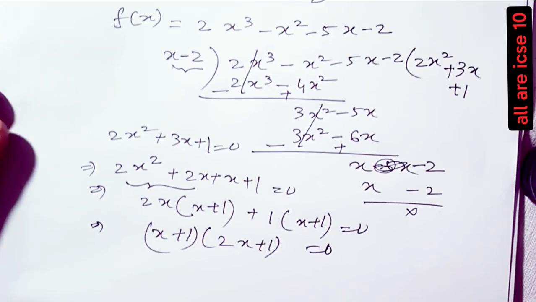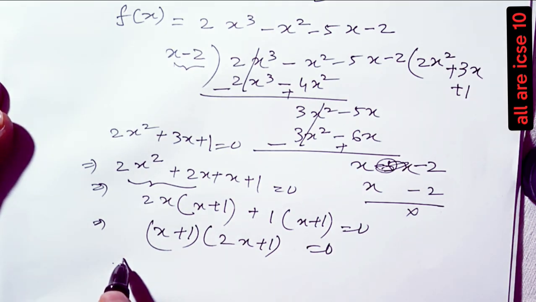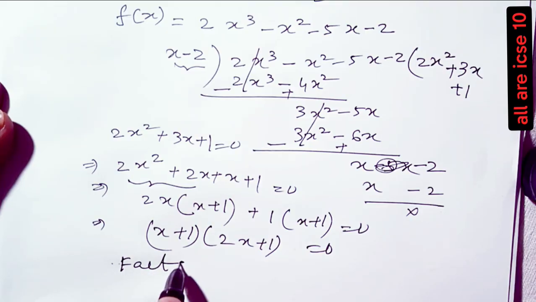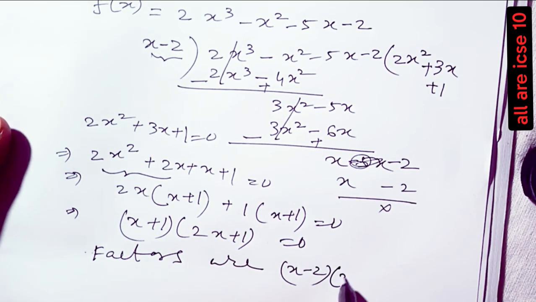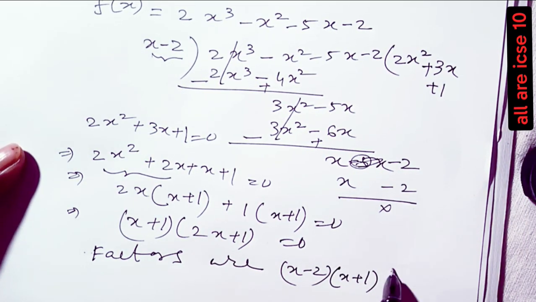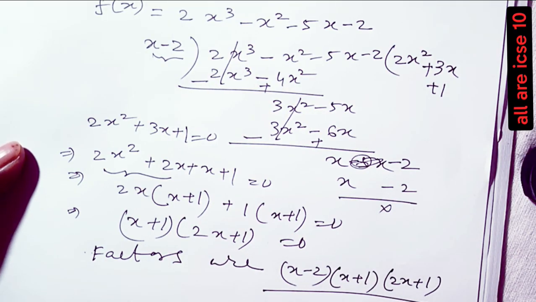So our given polynomial has three factors. The factors are x minus 2, x plus 1 and 2x plus 1.